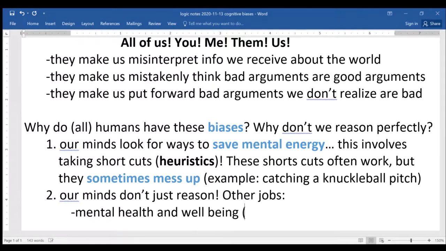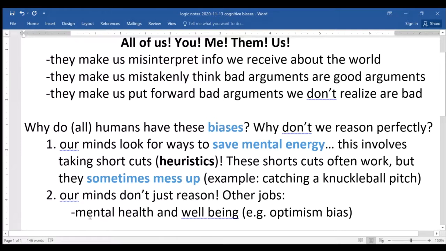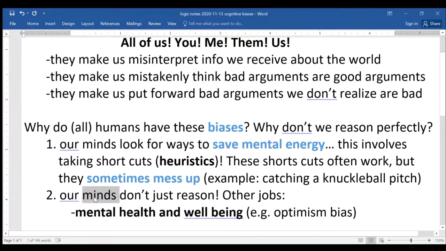There are some things that people refer to as an optimism bias. People who on average feel happier, feel more optimistic, might have a less realistic view of the world. And we'll be discussing some of these. But that's a whole other side of our mind. Our mind doesn't just care about making sure we're reasoning perfectly, making sure we're understanding and correctly interpreting the world around us perfectly. Our minds also care about our mental health and well-being.